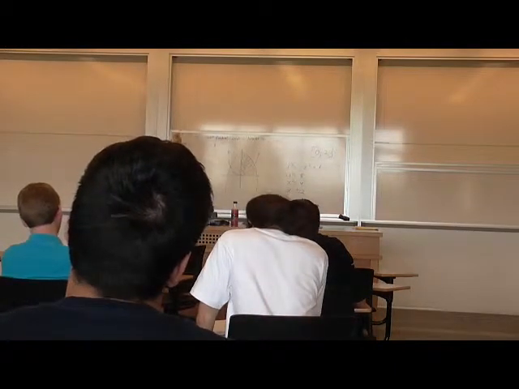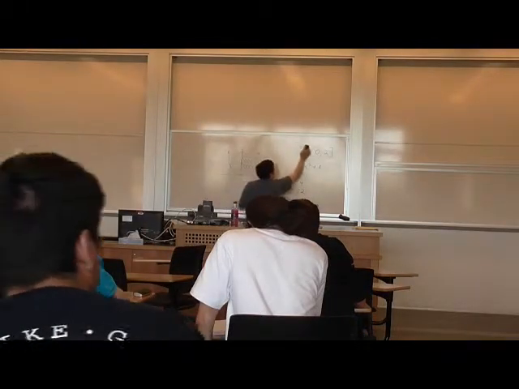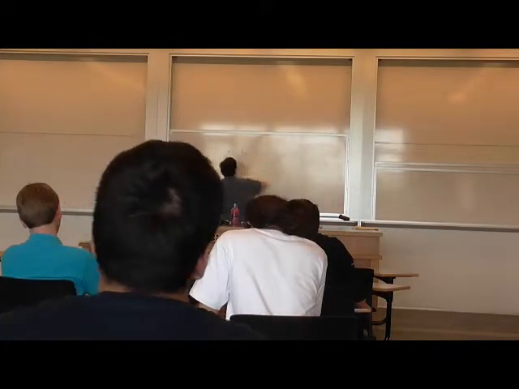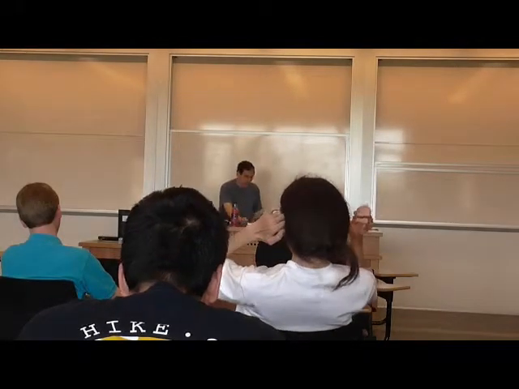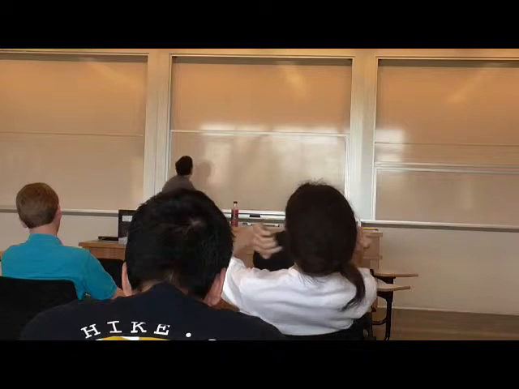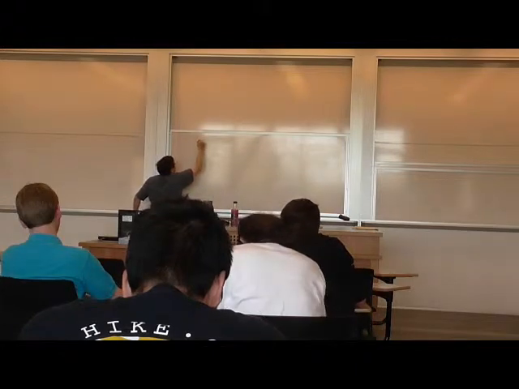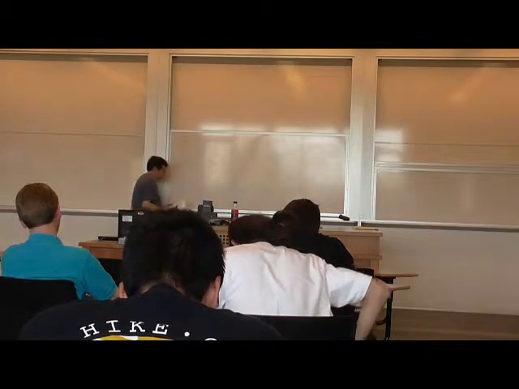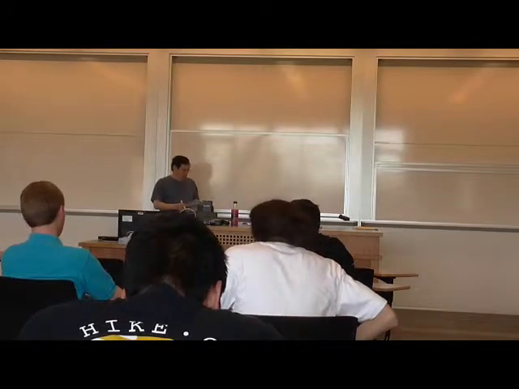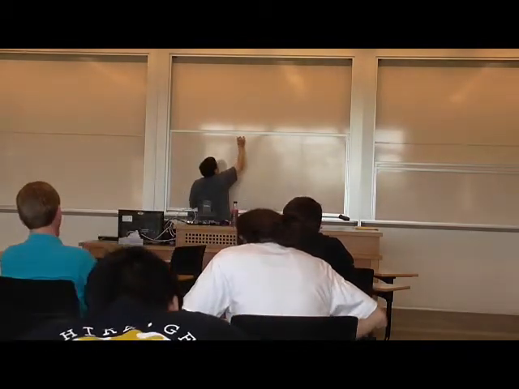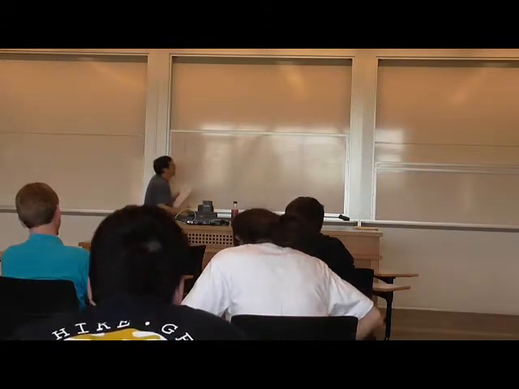Okay, so I want to first show you two examples of something. We're moving towards the question of how do you evaluate an integral such as the integral from a to b of f of x dx. We're moving in that direction. So the first thing I want to show you is a very simple example. If f of x equals c, a constant.